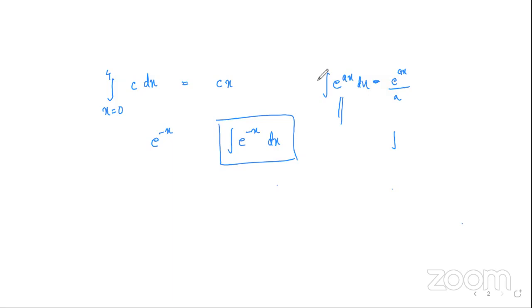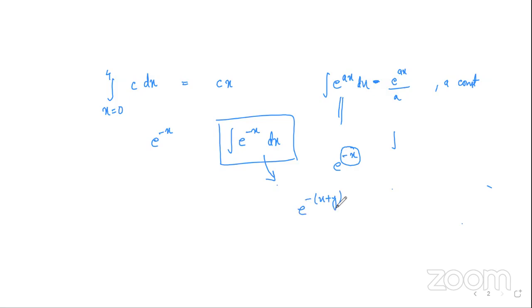So, integral of e to the power ax dx comes out to be e to the power ax by a, where a is a constant. Now, if you look at this expression e to the power minus x, what is the constant here? Minus 1. I have to take a context differently. See, in our problem, it is e power x plus y, x plus y, okay?